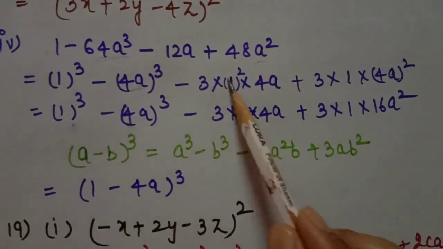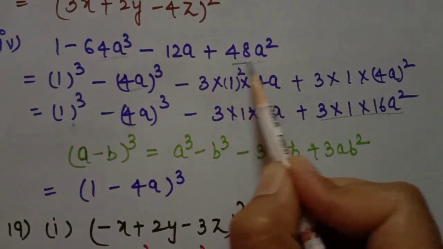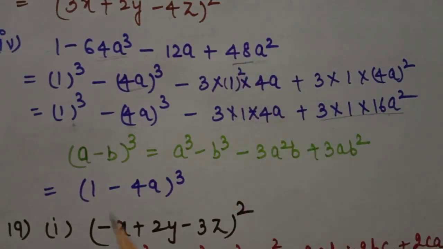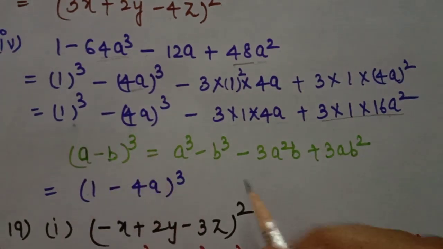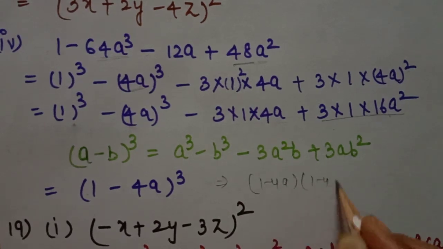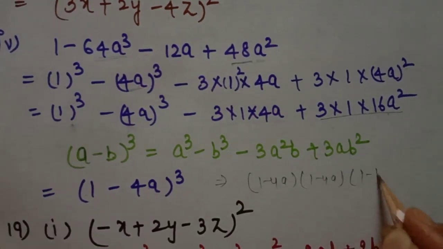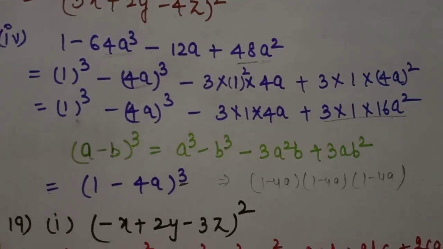Now we will solve these two squares also and check whether the multiplication of these numbers is equal to this or not. Yes, they are equal to each other. Now we will close the identity, which is (a minus b) whole cube, where a is this, b is this. Now what about the factors? It is (1 minus 4a), (1 minus 4a), and (1 minus 4a), because whole cube means the number multiplied by itself 2 times.